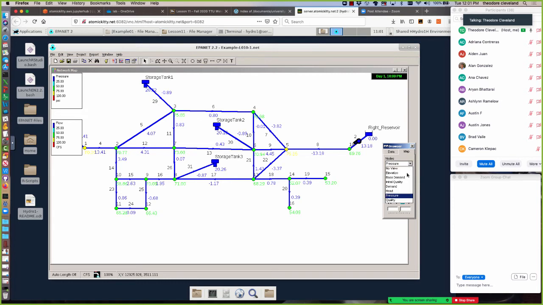So in terms of node, let's change from pressures to head. We'll reset back to 0 hours. Keep your eye on the head in the storage tank. Let's look at storage tank number 1. So midnight, 250 feet of head. 1 a.m., 252 feet. 2 a.m., 254. 3 a.m., 256. 257, 259, 260.